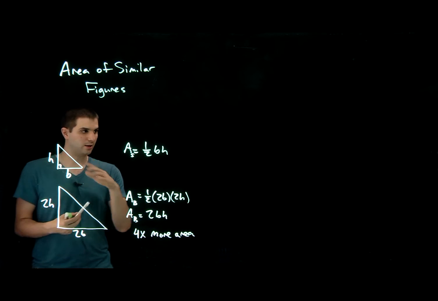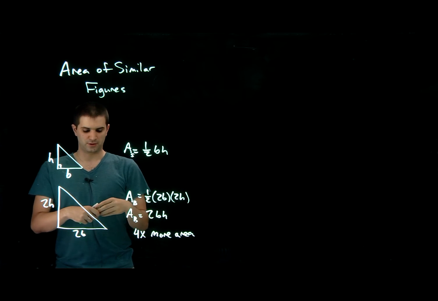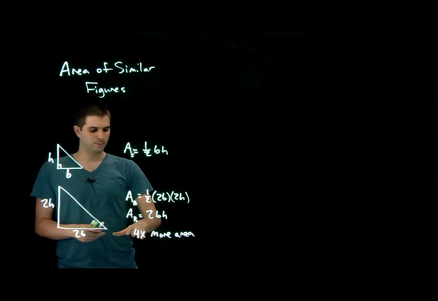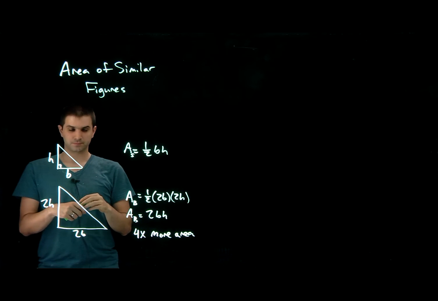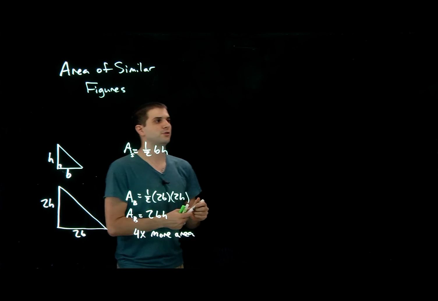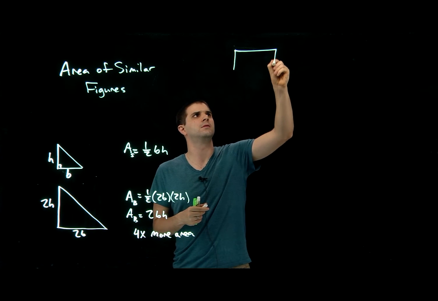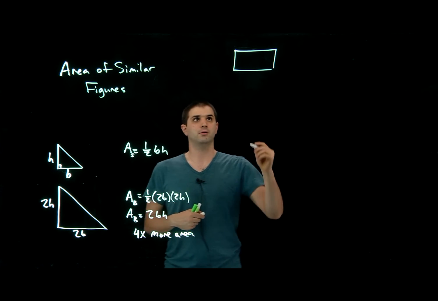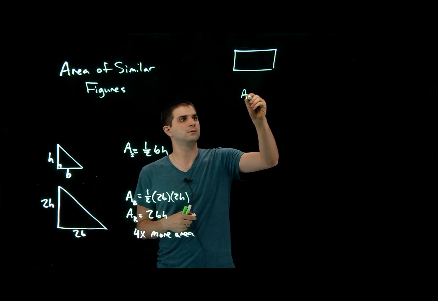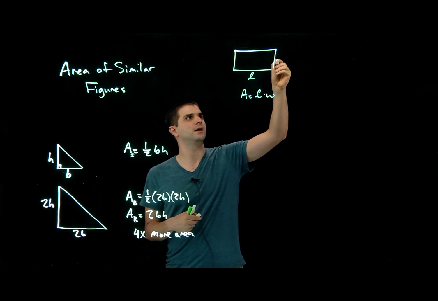At the end, I'm going to go through a couple of shapes, and then we're going to try to see if there's a pattern here. But for now, we'll just leave it that there's 4 times as much area in this case. Next I want to look at a quadrilateral. Now we know that the area of a quadrilateral equals length times width. So we'll say that this is L and this is W.